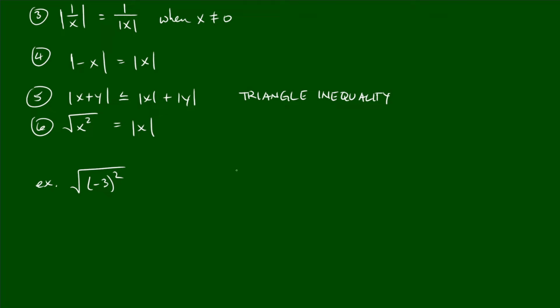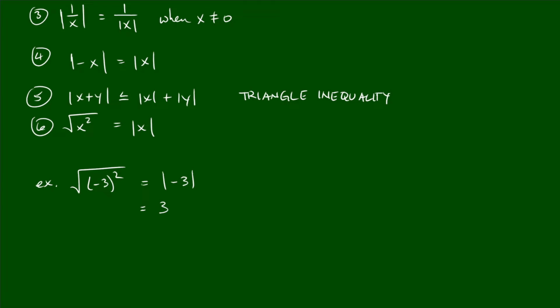Here you could also say that the square inside the square root will cancel out with the square root itself, with the radical symbol. You're left with -3. However, this is not going to be -3. It's going to be 3, right? Because of the property up here, this is going to be equal to the absolute value of negative 3, and that equals 3.